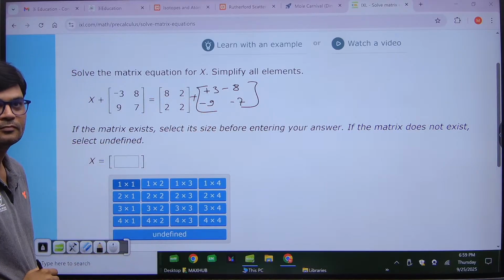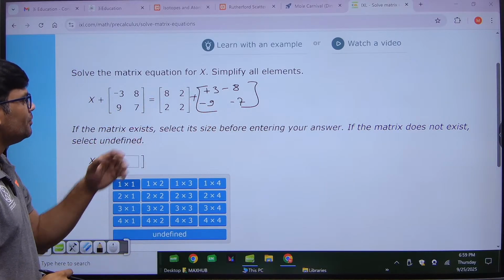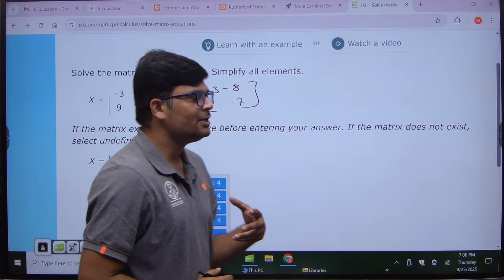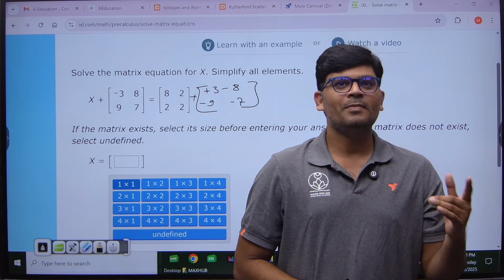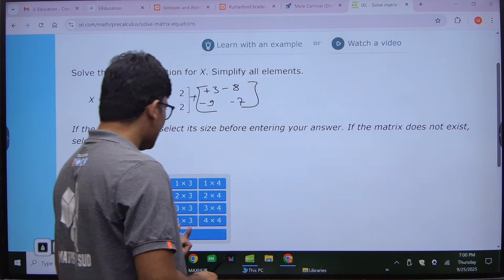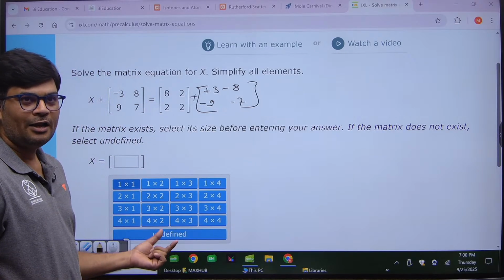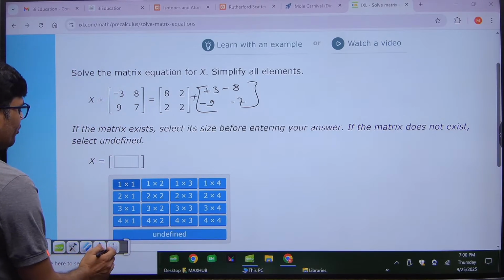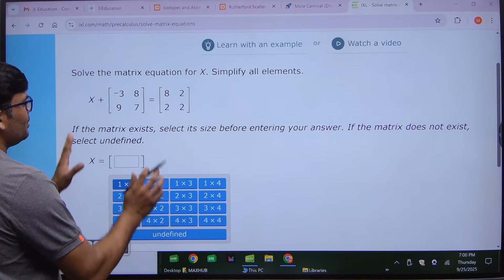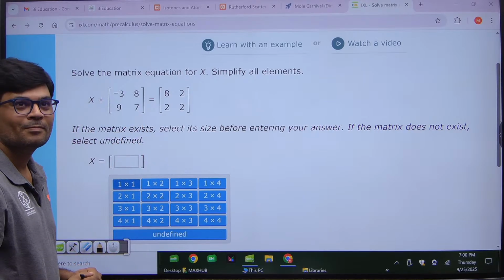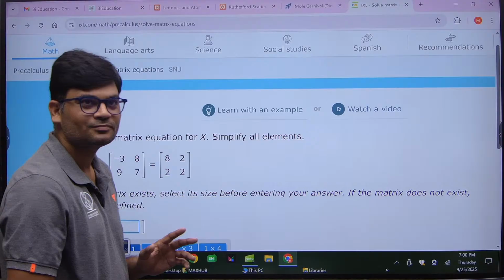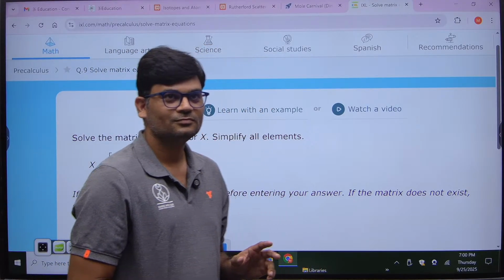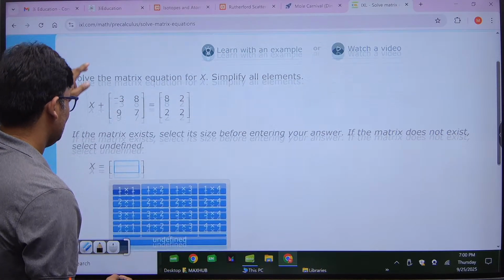Yes. So first of all, we have to understand whether the matrix addition exists or not. If it does not exist, you have to click on undefined. And if it does exist, then you have to find what kind of matrix this is. So let us find. I did this today. Okay, you did this Q9? No, I didn't do Q9. I did something similar, undefined, etc.